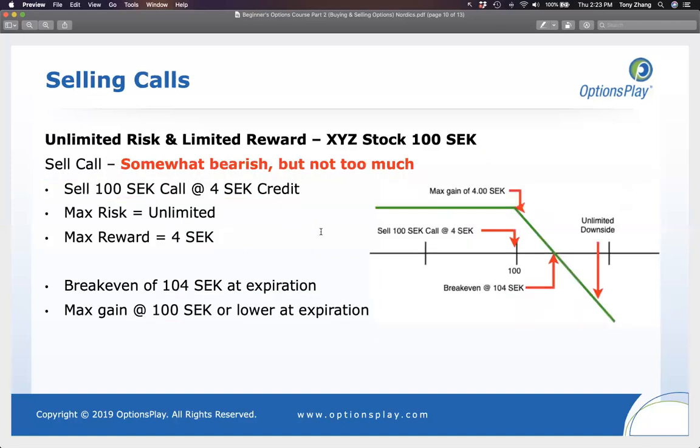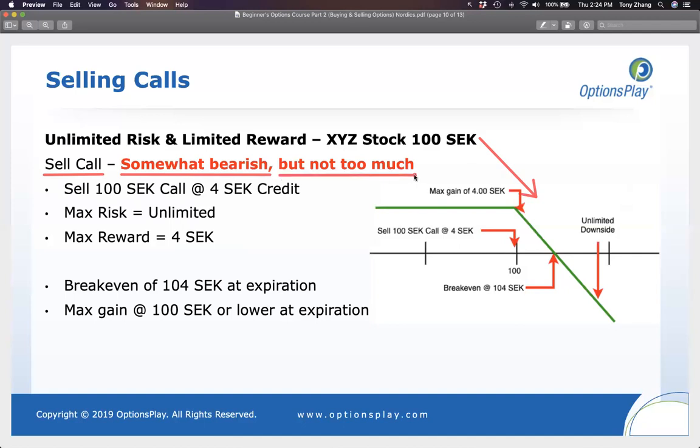And lastly, we come to selling calls. So same example, stock XYZ trading at 100 crowns. I believe the stock is going to move lower. As you may have learned in our previous example, selling a call option is a strategy that you can utilize that's bearish. But just like the selling the put option strategy, it's not really bearish. It's somewhat bearish, but not too much.